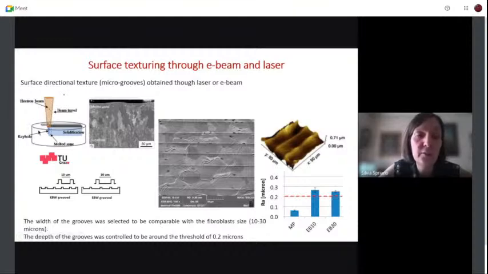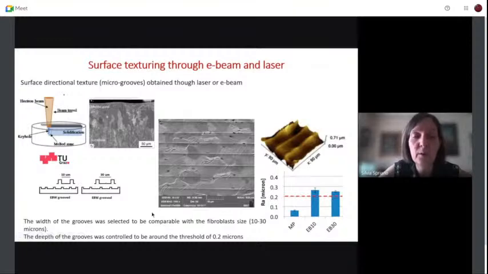You can see here the electron beam. When it is applied to the titanium surface, you have the melting of a surface layer that is some tenths of microns thick, and then you have a rapid solidification of the material. If you properly play with the parameters of the process, you can get some microgrooves. You can see them here in the SEM picture.